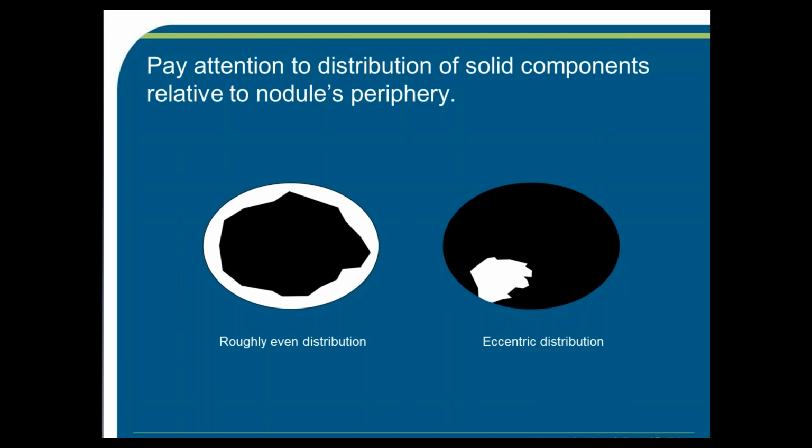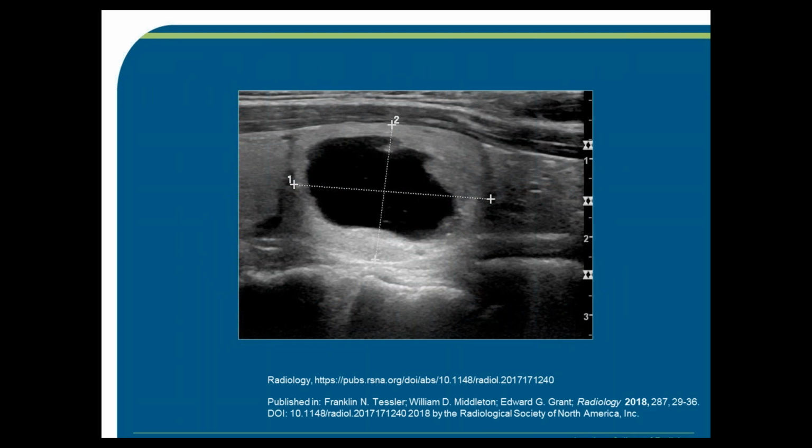Contrast that to this appearance of a mixed cystic and solid nodule with an eccentric distribution of the solid component. We would call this in other organs a mural nodule, and you see that the mural nodule here diagrammatically is irregular. But the key point is that it's eccentric compared to the periphery. Here's an example. This is from the How To article that Jenny mentioned earlier from the current issue of Radiology. It's a mixed cystic and solid nodule with solid components around its periphery, relatively smooth and even in appearance.